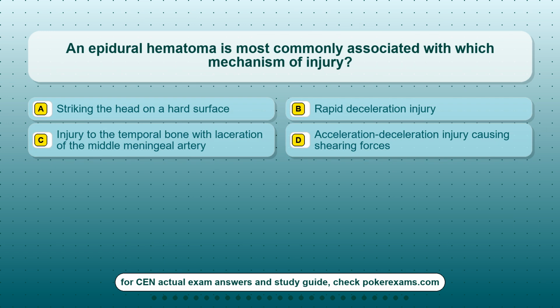Question 8. An epidural hematoma is most commonly associated with which mechanism of injury? Option A, striking the head on a hard surface. Option B, rapid deceleration injury. Option C, injury to the temporal bone with laceration of the middle meningeal artery. Option D, acceleration-deceleration injury causing shearing forces.